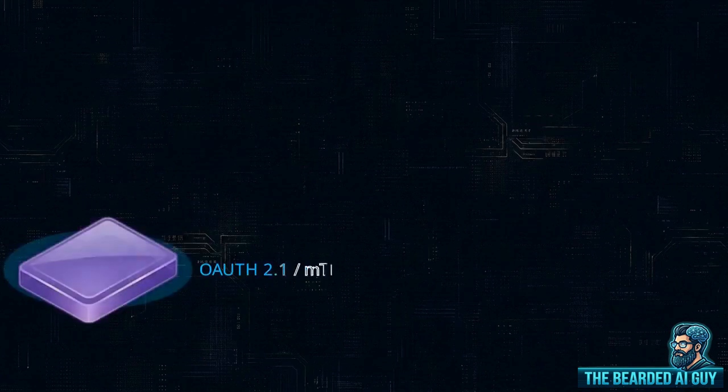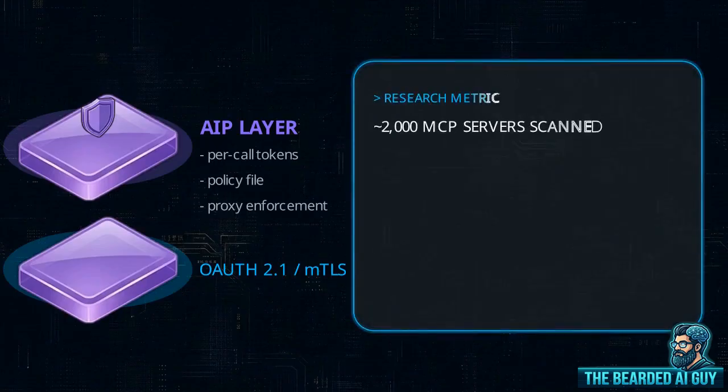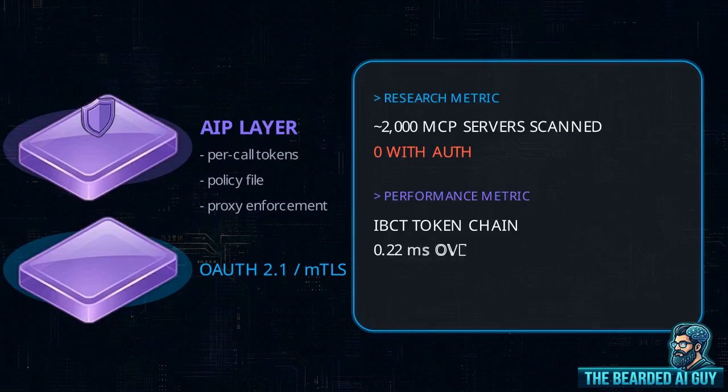This security stack shows the limitation of OAuth 2.1. It authorizes the client application, but it cannot distinguish between different subagents or track the specific origin of a request. The IETF Agent Identity Protocol, or AIP, draft addresses this. It adds per-call tokens and policy allow lists on top of OAuth, allowing a proxy to distinguish and restrict the actions of individual subagents. Sunil Prakash found that every public MCP server he scanned lacked authentication.